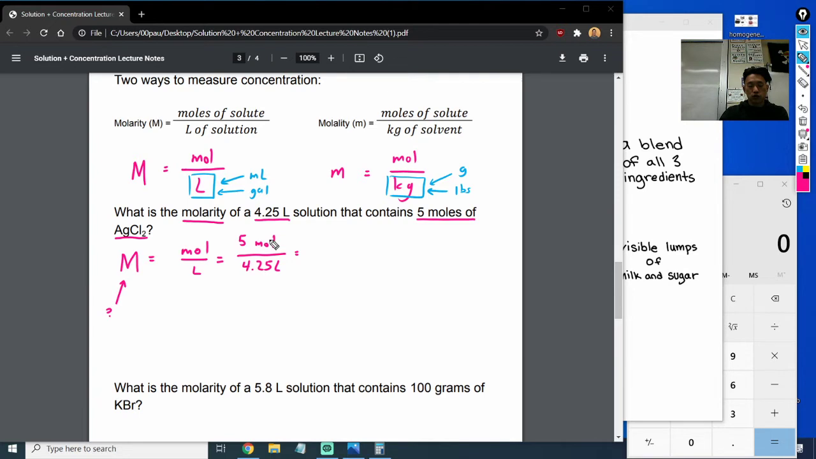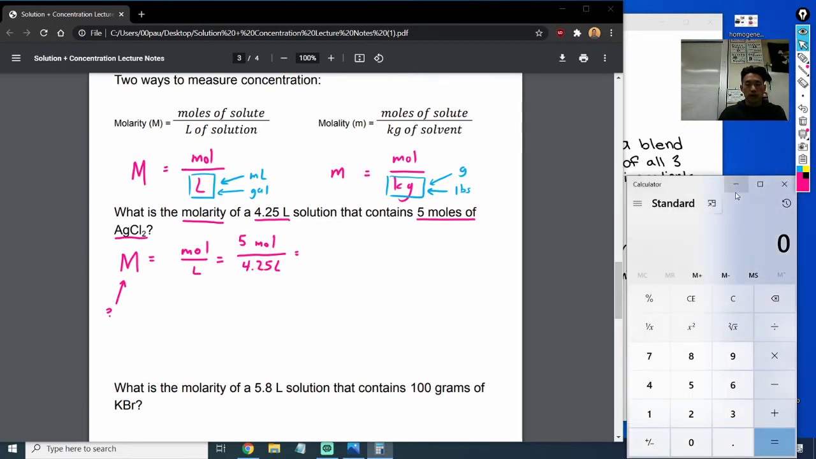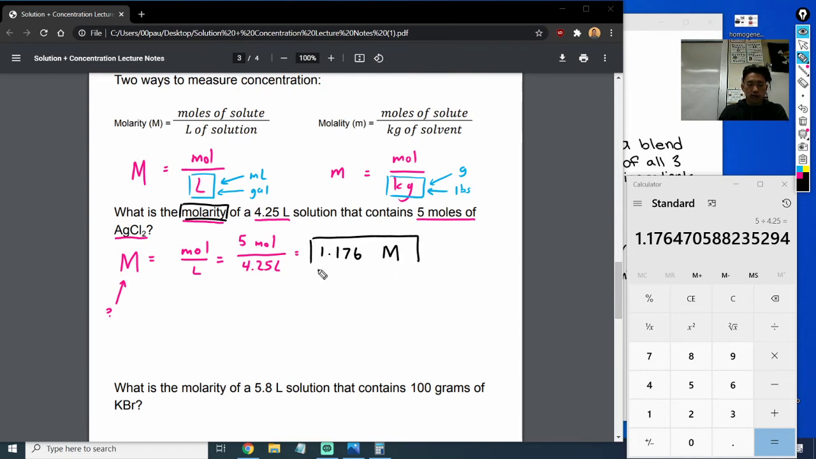So we have 5 moles on top, 4.25 liters on the bottom. If I want to solve this problem, you always do top divided by bottom. So 5 divided by 4.25, and that'll give you 1.176. So my final answer for this problem will be 1.176. It's asking us for molarity. Since we're looking for molarity, the unit of measurement has to be capital M, molarity. So my answer, 1.176 molarity, is my final answer.